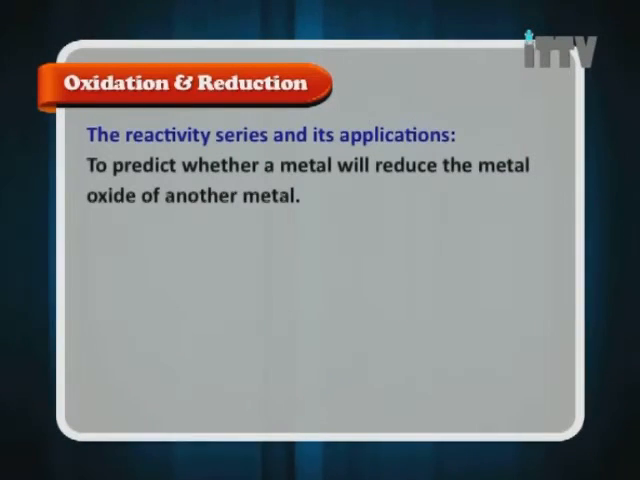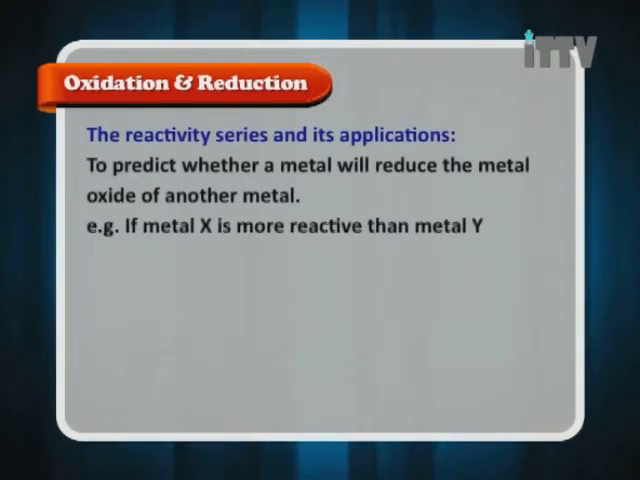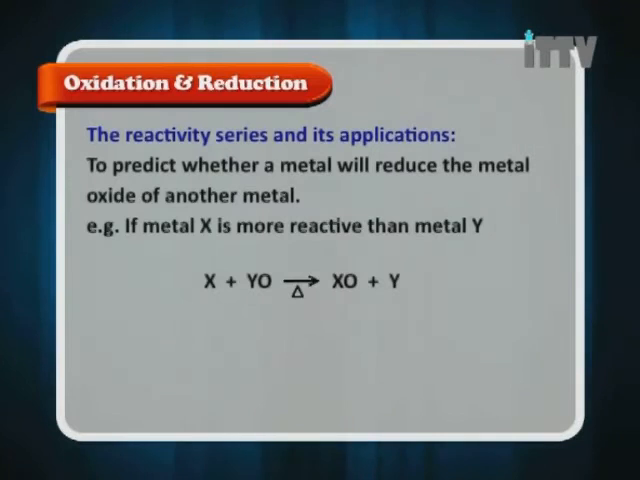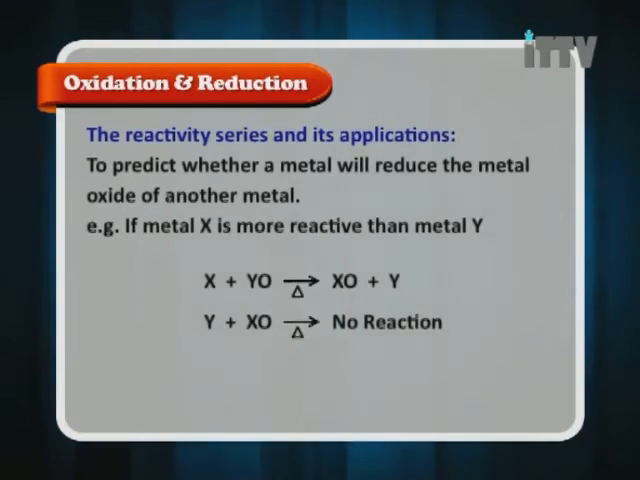Firstly, to predict whether a metal will reduce the metal oxide of another metal. For example, if metal X is more reactive than metal Y, and given an equation, X, being more reactive, will be able to reduce the metal oxide of Y, and this will produce XO as well as Y. But if we try to react metal Y with the oxide of metal X, there would be no reaction.